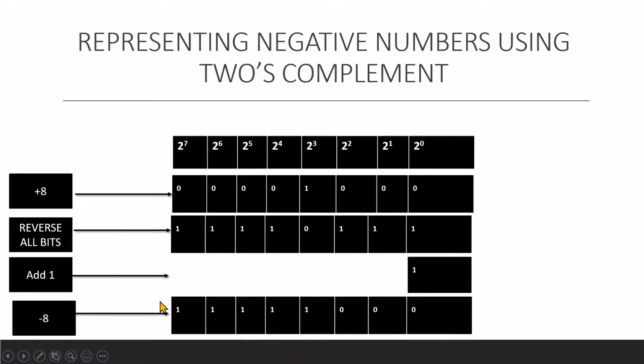Now, remember, the leftmost bit is a sign, which means this is negative 128. Keep that aside and add the rest up. 64 plus 32 plus 16 plus 8 gives us 120. So we have negative 128 plus 120. That will give us negative 8.